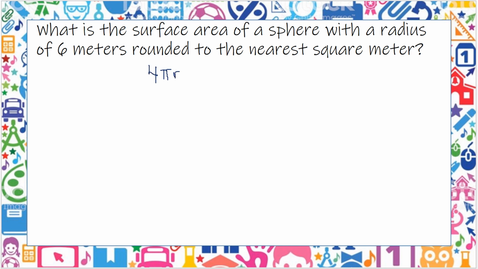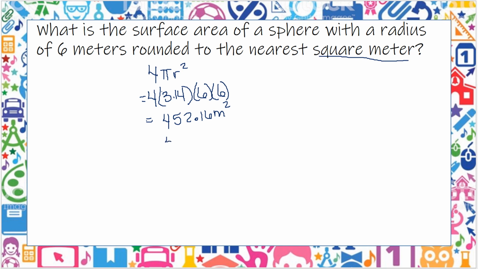What is the surface area of a sphere with a radius of 6 meters rounded to the nearest square meter? So we're looking for the surface area of a sphere. So we've got to use our formula, 4 pi r squared. So we have 4, we're going to multiply 3.14. The radius is 6. And that is squared, so we multiply it twice. So we're going to say 4 times 6 times 6.